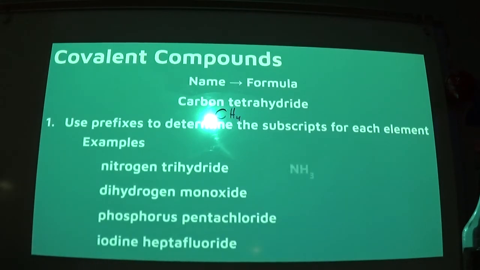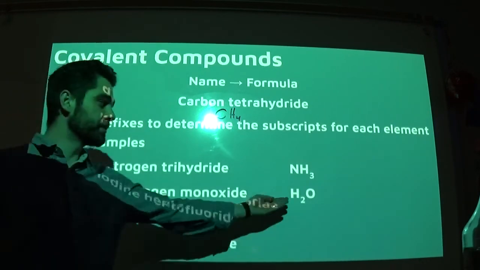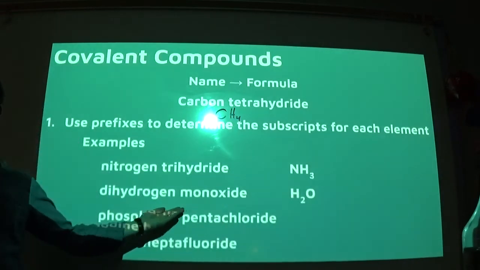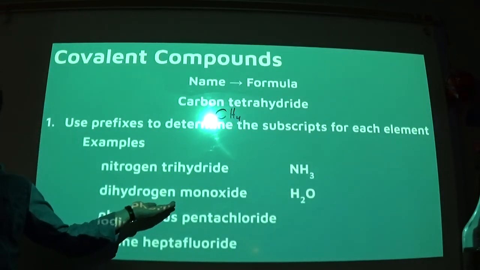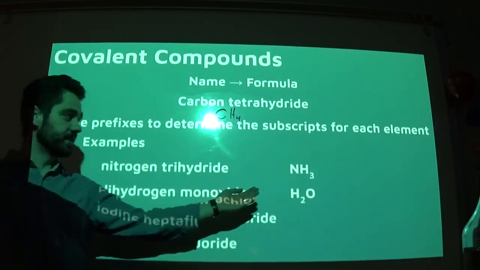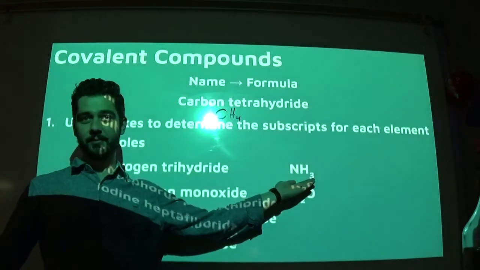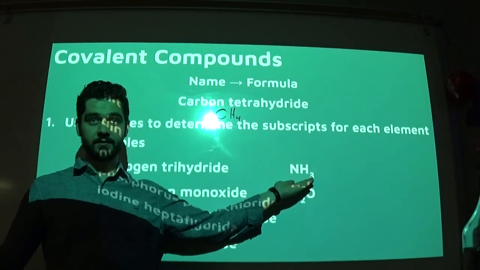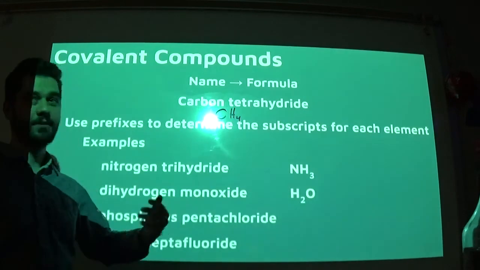NH3, good. H2O. Back up. Yes, we call this water. The technical name is dihydrogen monoxide. That is water. This is nitrogen trihydride. It has a common name called ammonia.